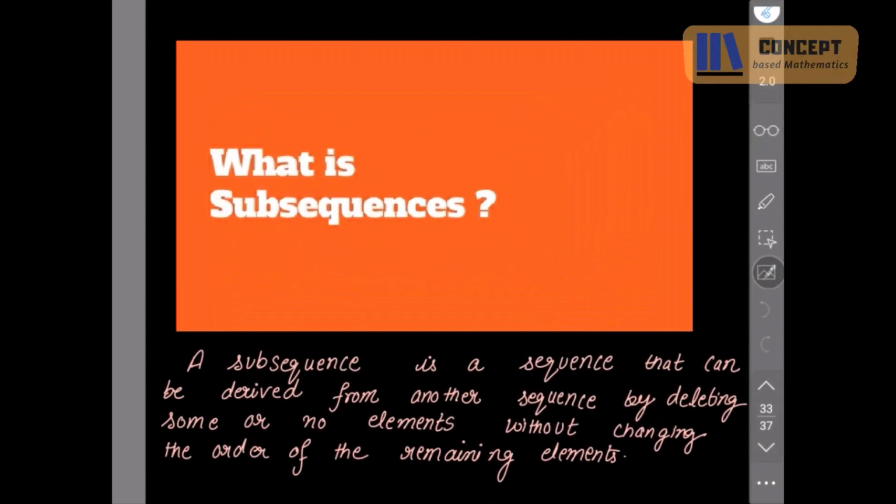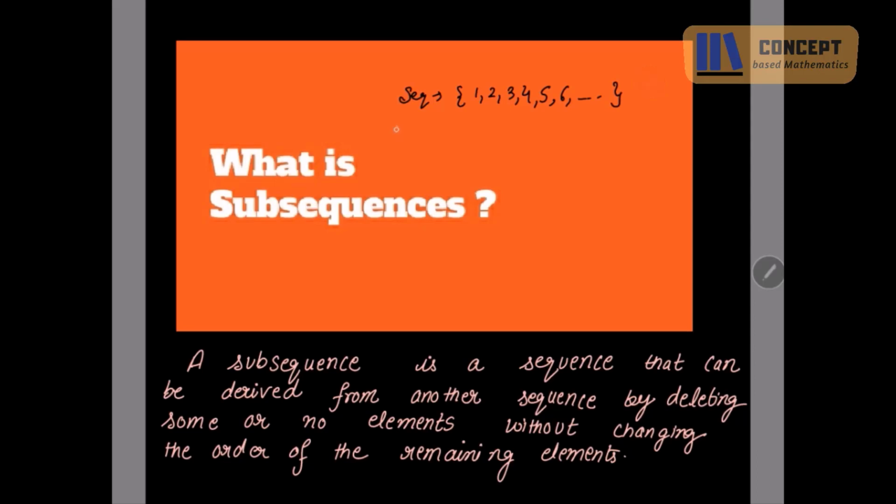A subsequence is a sequence that can be derived from another sequence by deleting some or no elements without changing the order of the remaining elements. Suppose we are having a sequence of natural numbers. Let's take that: 1, 2, 3, 4, 5, 6, and so on. This is a sequence of natural numbers.